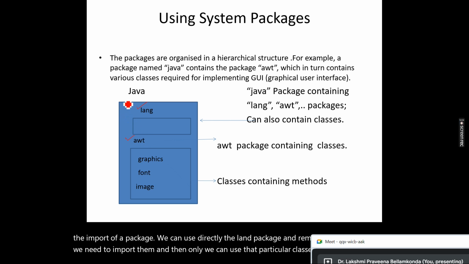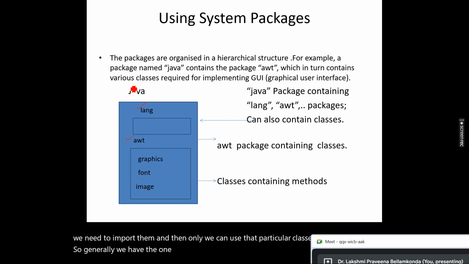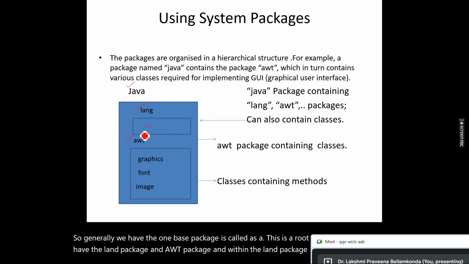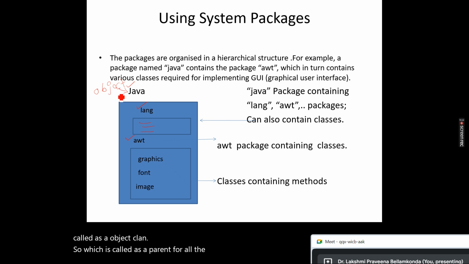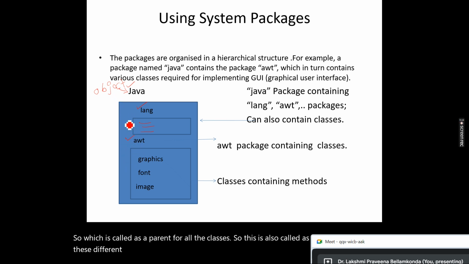Generally we have one base package, which is the root folder, and within that we have the lang package and the AWT package, and within the lang package we have multiple classes. Apart from these existing packages and classes, we have one more class called the Object class, which is the parent of all classes. It is also the base class for all the classes of these different packages.